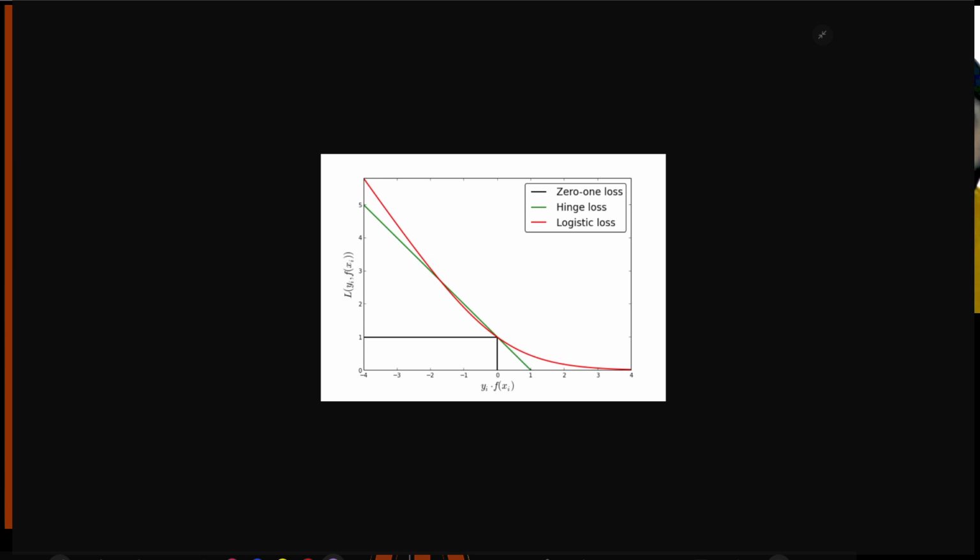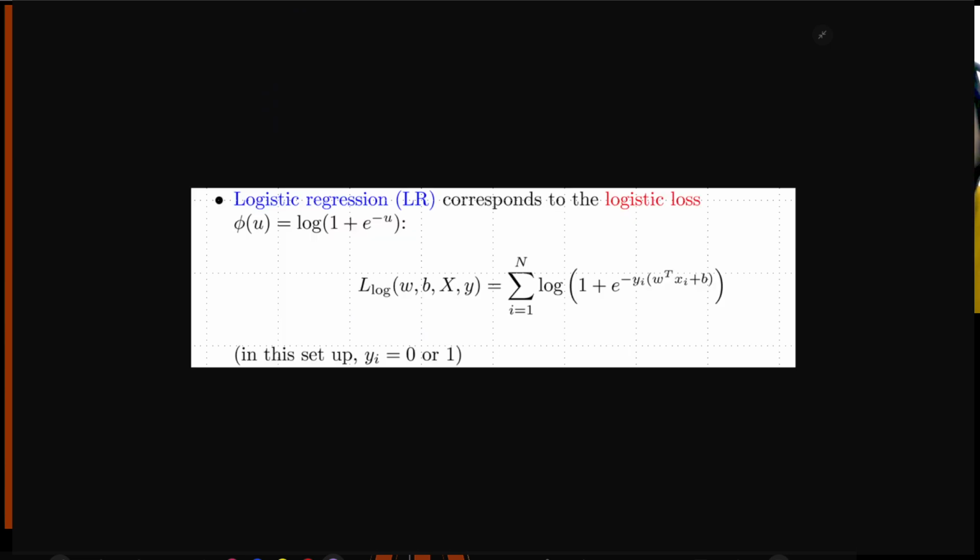So I can write the expression. So here is the expression. This is called the logistic regression loss, and this function is called the logistic loss function. Don't you see that this is the same function that we derived from the geometric interpretation? How many of you understood this?